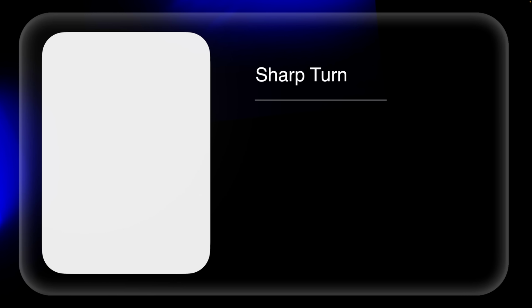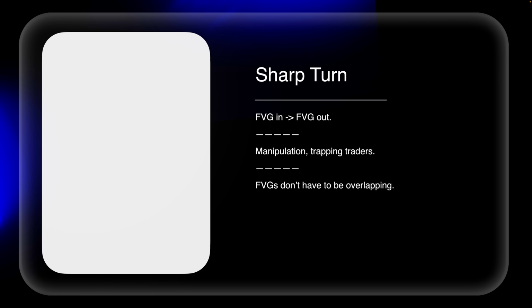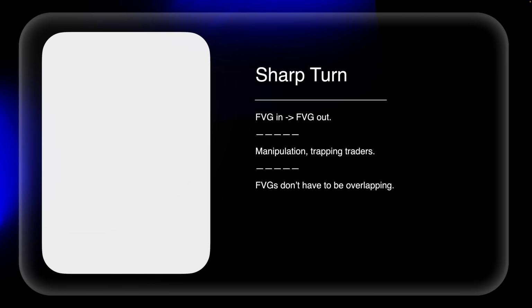Then it's finally time to dive into the actual entry pattern. Now, the first one that we have is the sharp turn. And a sharp turn is the following. We have a fair value gap in to a fair value gap out. Again, referring to that context area. This fair value gap in first to then that fair value gap out is manipulation. So think about, again, the liquidity sweep that we talked about. This is trapping those traders. And the fair value gaps don't have to be overlapping.